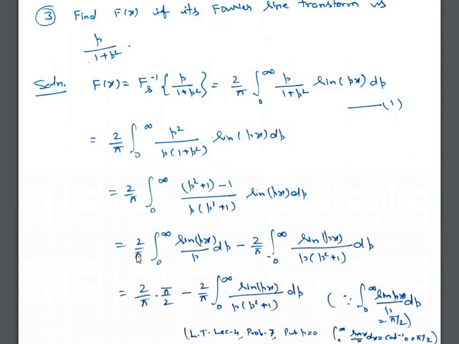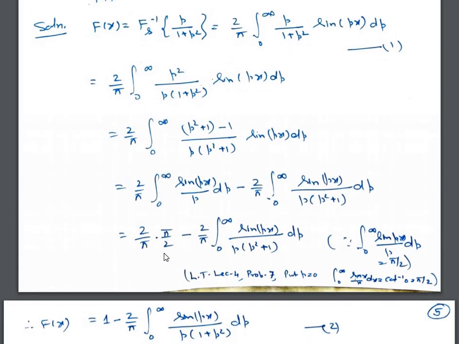Now we can break into two parts. So this is 2/π times the integral from 0 to infinity. Here p² + 1 will get cancelled. So we shall have sin px upon p dp, minus 2/π times the integral from 0 to infinity of sin px upon p(p² + 1) dp. Now the value of this first integral is π/2. We have already done this in lecture 4, problem number 7. Put p equal to 0 there. So this is 2/π into π/2, minus 2/π times the integral from 0 to infinity of sin px upon p(p² + 1) dp.